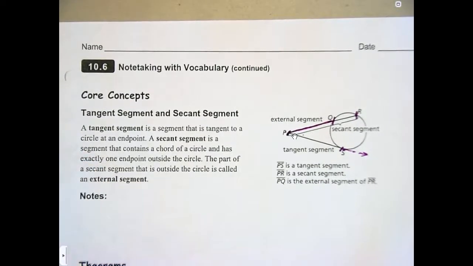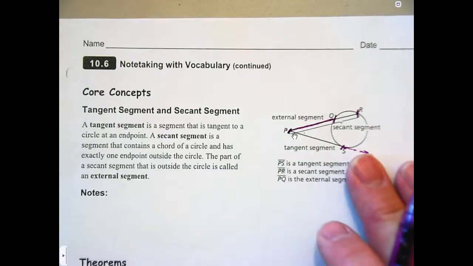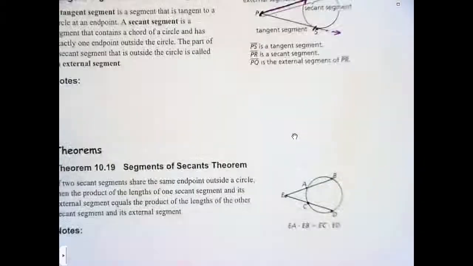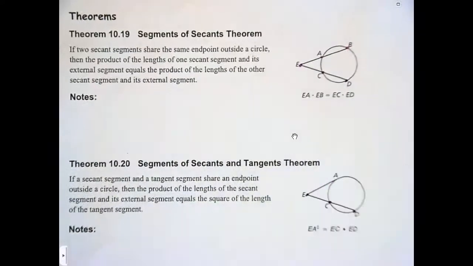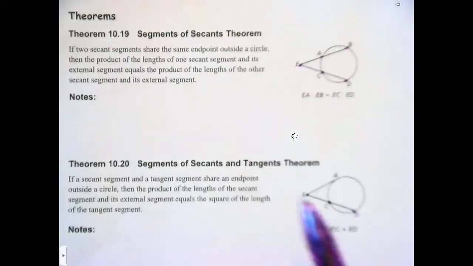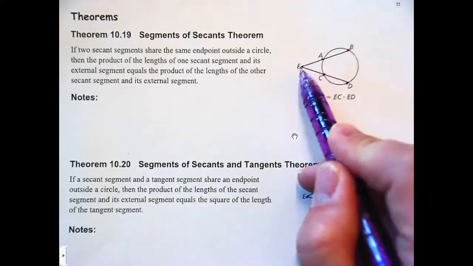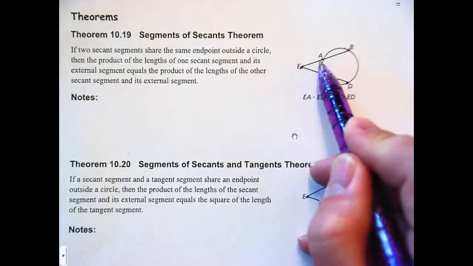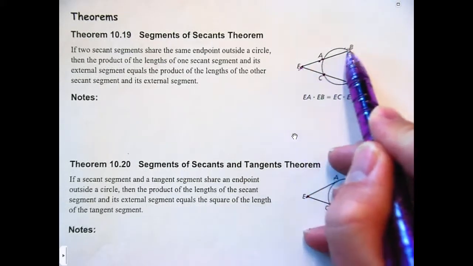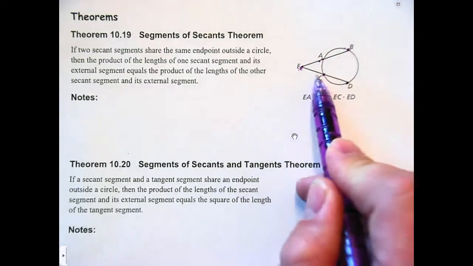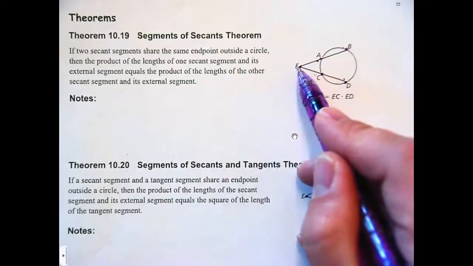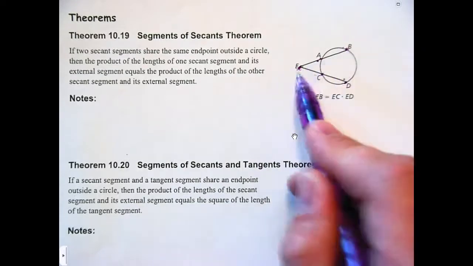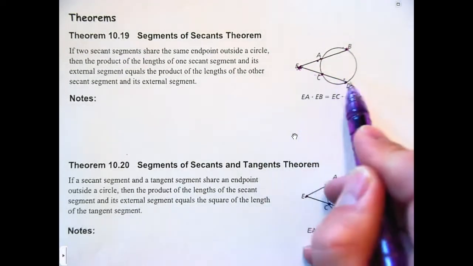All right. So when you're dealing with that, you have two different formulas that we hit on. We know the relationship between EA and the entire length: the external segment times the whole segment is equal to this part times that whole segment. So EA times EB is equal to EC times ED.